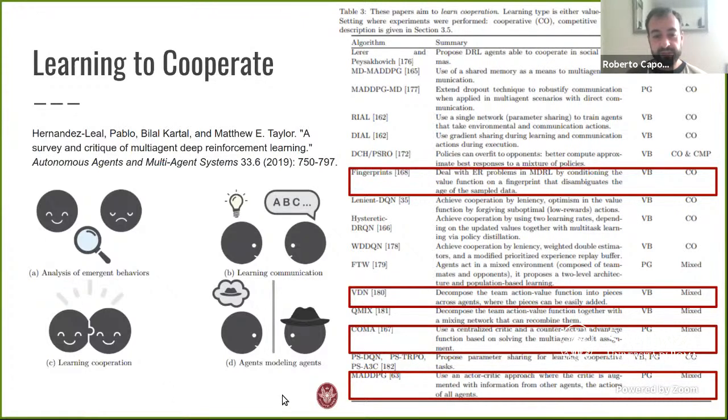So the papers that I think are the most interesting for us to go through are Fingerprints, VDN, value decomposition networks, COMA, and multi-agent DDPG. We'll start with Fingerprints, then we will go to multi-agent DDPG, VDN, and then COMA. I hope I remembered the order correctly.